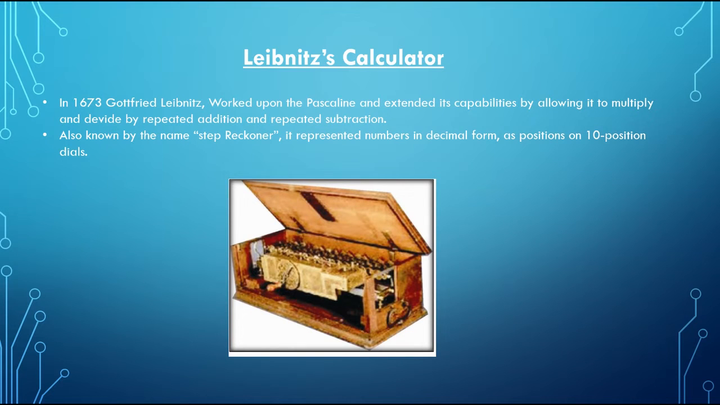This machine is the Leibniz calculator. In 1673, Gottfried Leibniz worked upon the Pascaline, and this was an extended version of the Pascaline. The former Pascaline, which was developed by Blaise Pascal, was not capable of multiplication and division. So Gottfried Leibniz worked upon the machine, and now we have an extended version of the Pascaline which is also capable of division and multiplication.